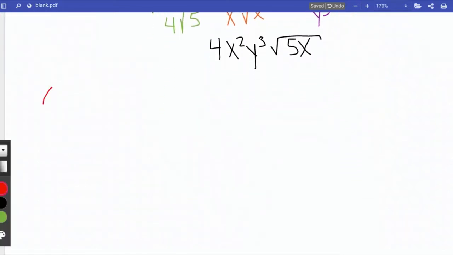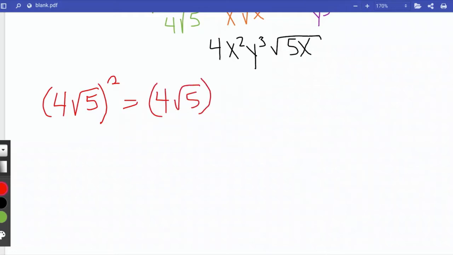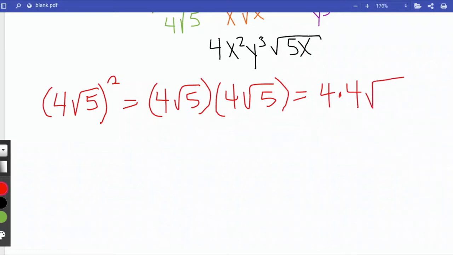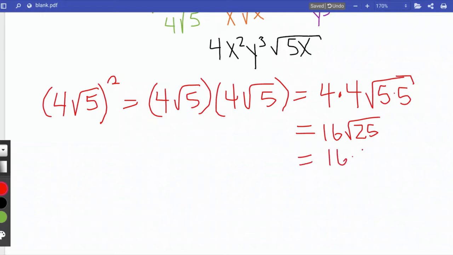Okay, let's say we wanted to take a radical. Let's say we took 4 square roots of 5, and we wanted to square this. To square something means you take the number, 4 square roots of 5, and multiply it by itself, 4 square roots of 5. Well, this can be written as 4 times 4, because those are both outside of the square root sign, times the square root of 5 times the square root of 5. 4 times 4 is 16. The square root of 5 times 5 is the square root of 25, which is just 5. So this is 16 times 5, which gets us back to 80.